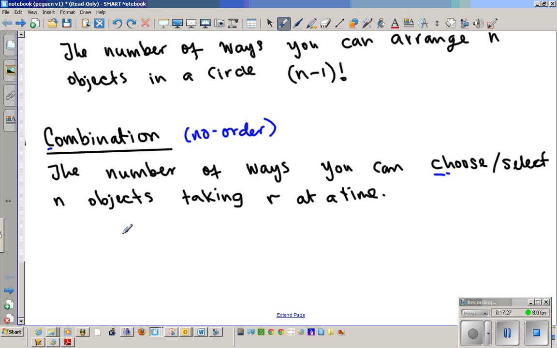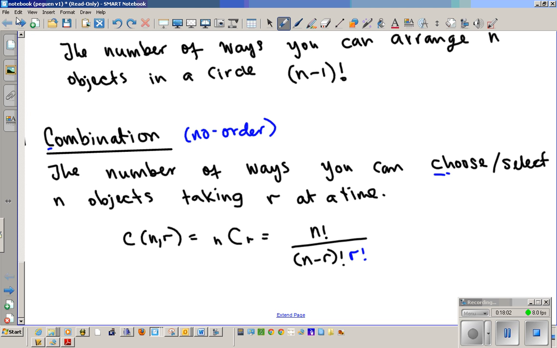And the formula is given by nCr, which can also be written as C(n, r), equals n factorial over n minus r factorial times r factorial. That's basically permutation, but we're going to take the order out of the permutation by introducing this r factorial right here. So this is the definition of combination. Combination means you're choosing or making selections with no order taken into consideration, taking elements r at a time.